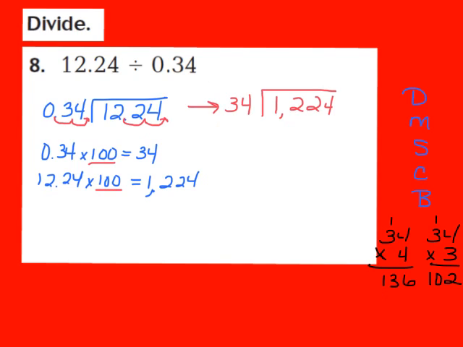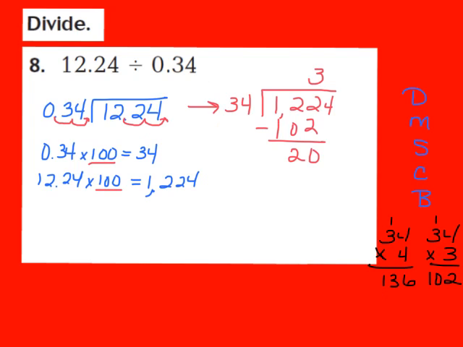So I'm going to go ahead and continue working my problem, and what I'm going to do is place that 3 above that 2 in the tens place. And I know that 3 times 34 is going to take me to 102. So I'm going to write down my 102. So here's my 102. And then once I've multiplied, I know that my next step says to subtract. So I'm going to go ahead and subtract here. 2 minus 2 is 0. 2 minus 0 is going to be 2. And 1 minus 1 is 0.